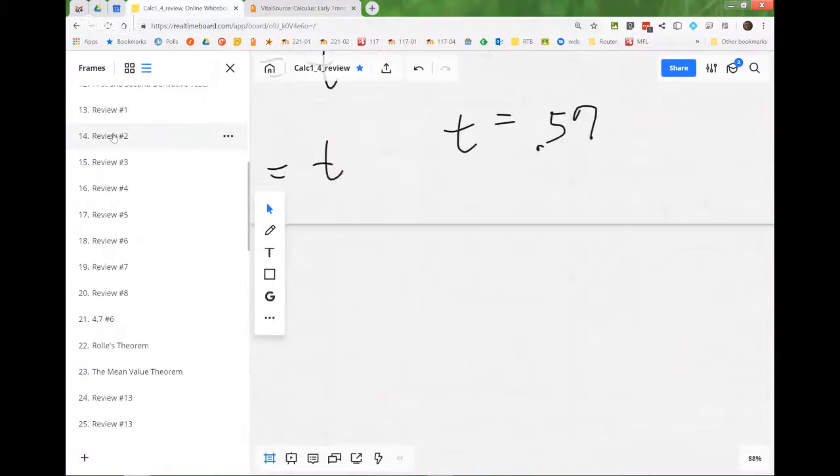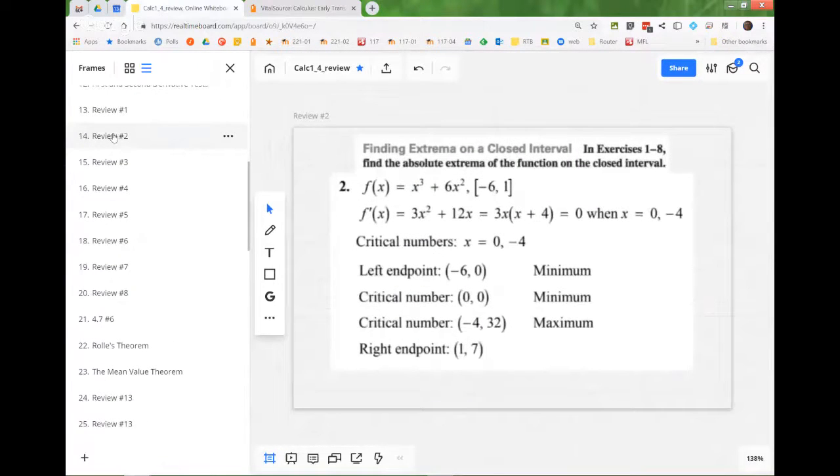So, let's look at number 2. Here's the problem, x cubed plus 6x squared, and here's the interval from -6 to 1. So find the first derivative, set it equal to 0, solve. x equals 0, x equals -4.